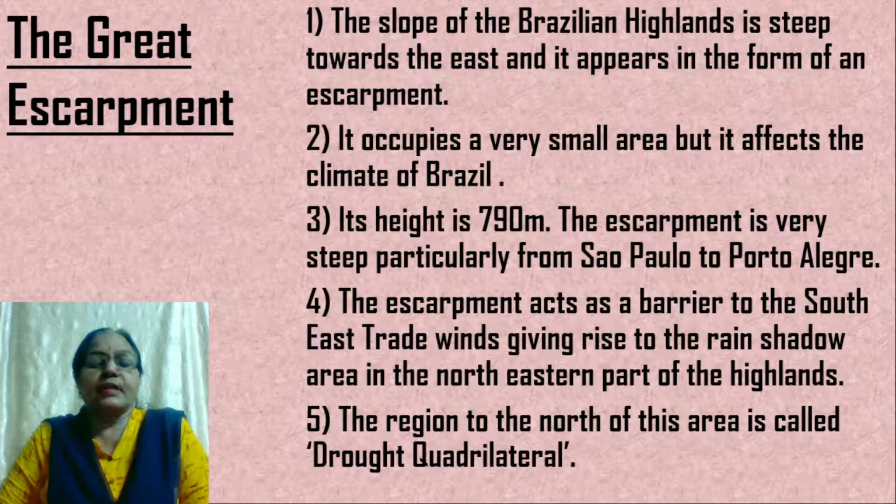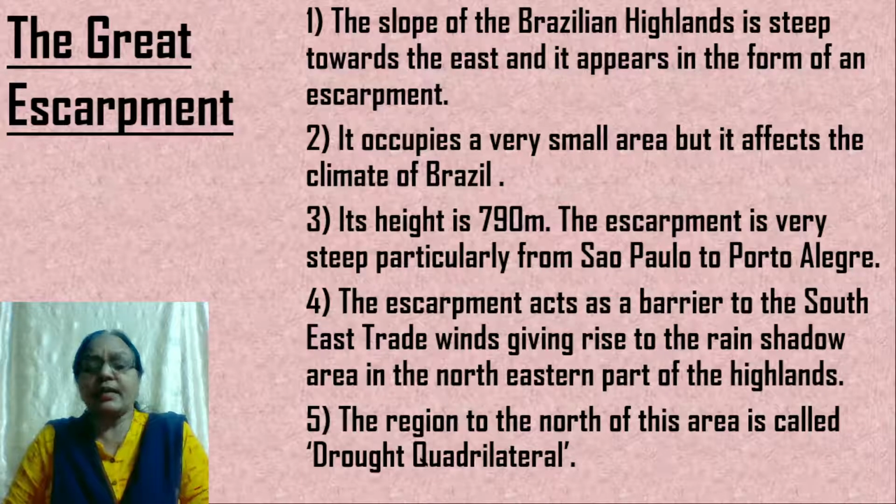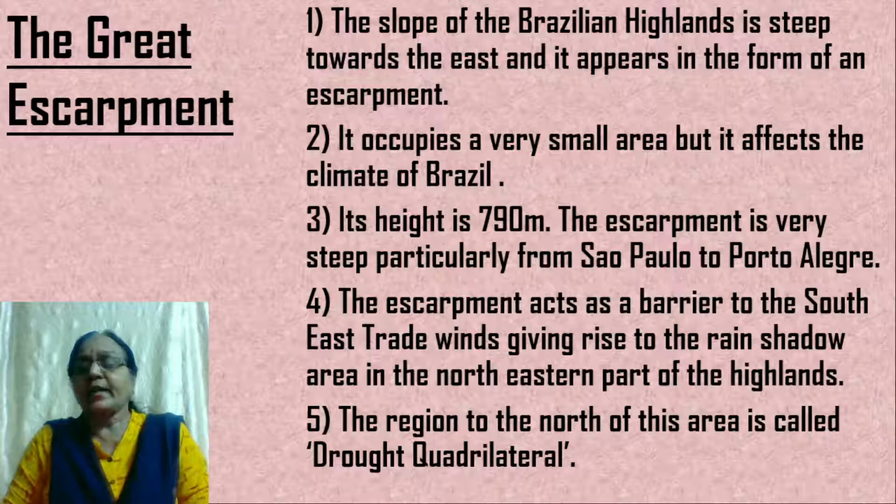Next is the Great Escarpment. Now, the slope of the Brazilian highland is steep towards the east, and it appears in the form of an escarpment. So, if you look at the Brazilian highland, it is rather steeper along the eastern side, and hence it forms an escarpment.